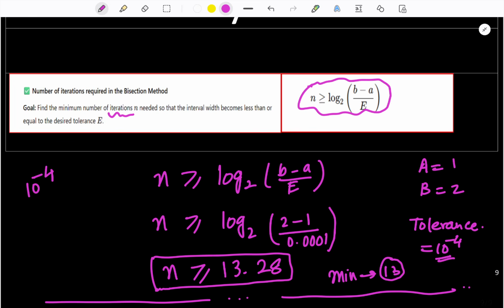Practice this method with different equations so you get comfortable with the steps. Again, I'm telling, practice is very, very important. Practice makes the man perfect, as well as you must be very comfortable with the calculator.